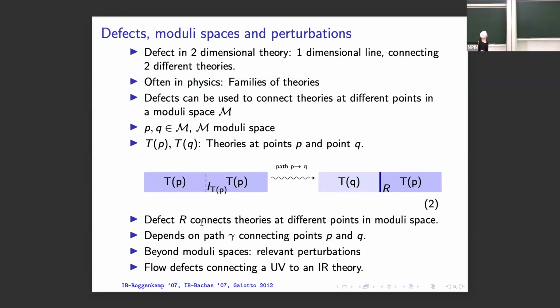So the defect labeled R here connects theories at different points in moduli space, and it will depend on how we perturb, so in particular on a path in moduli space. As I said, we can think more generally, beyond moduli spaces, namely relevant perturbations. So that means a flow defect. I call it a flow if it's a proper flow between a UV and an IR theory. It will connect two theories related by a relevant RG flow.